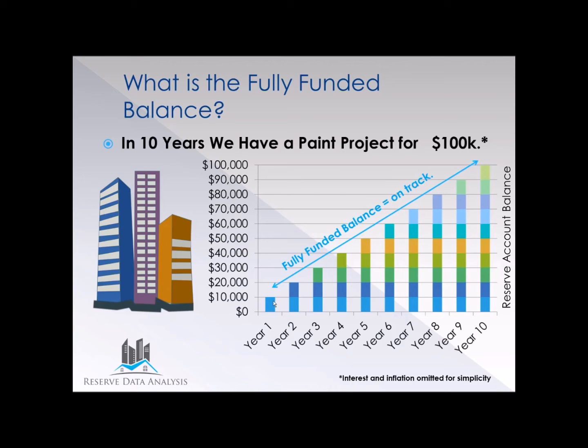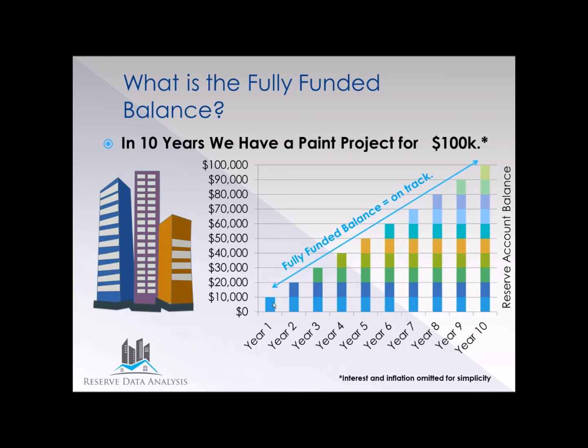It's good to note here that the fully funded balance just means that the community is on track to pay for these expenses. So in this sample, this community is 100% funded each and every one of those 10 years, because they are on track the entire time. They're getting up to $100,000. And because they are on track, they have an ideal amount in the reserve account.